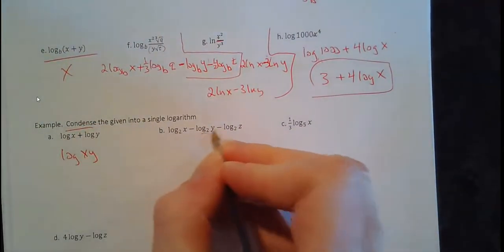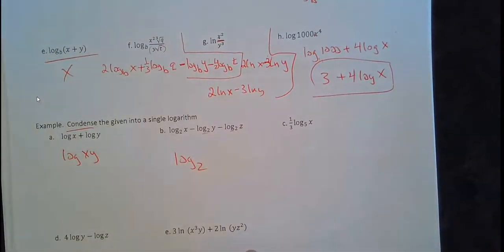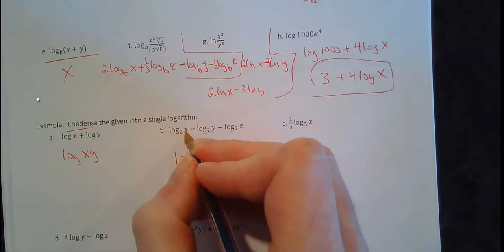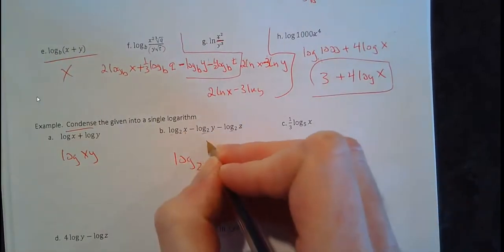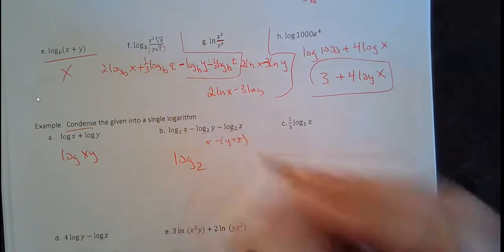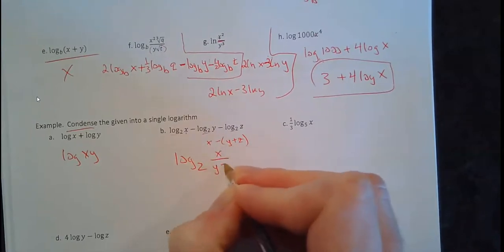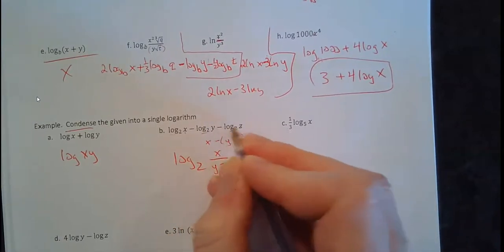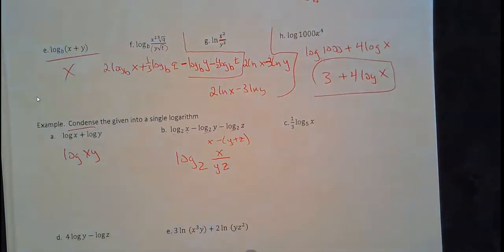Now, these are all log base 2s. That means I can put them all together in one big log base 2. But I've got x minus y minus z. So that'd be the same thing as x minus (y plus z). Think of it that way. So this would be x on top divided by, and then y and z are being multiplied together. Because they're both being subtracted, they're both being divided, or you think of it as being multiplied together.